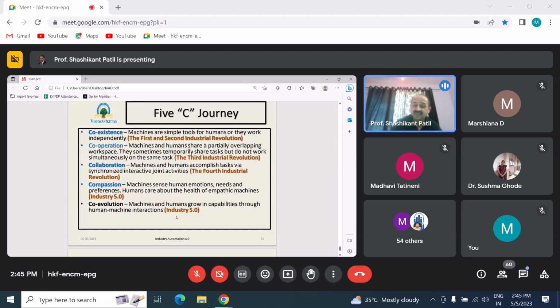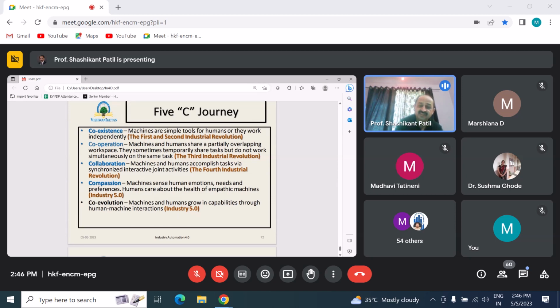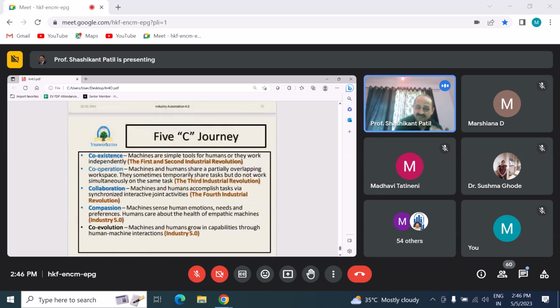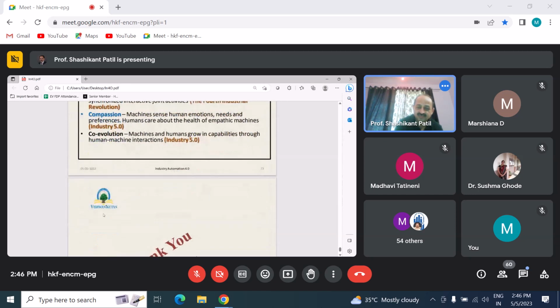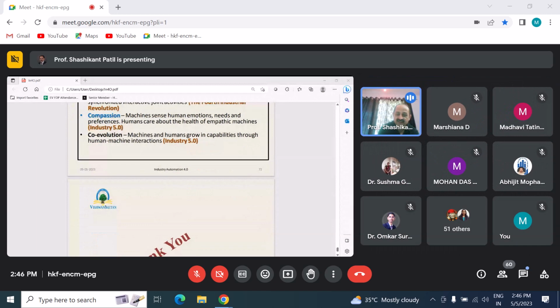Also, one more good thing or best part of Industry 5.0 is co-evolution: machines and humans grow in capabilities through human-machine interaction. So this is the 5C journey. With this, we are also concluding our journey of Industry 4.0. And from my side, I am open for questions.